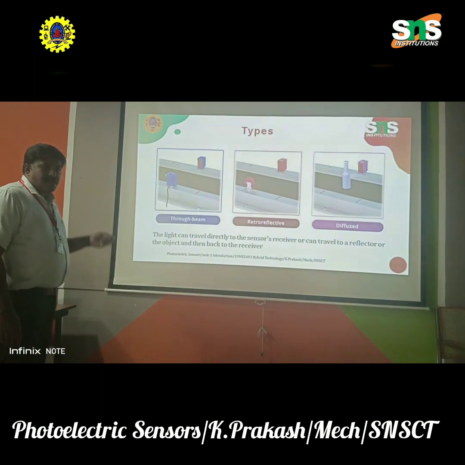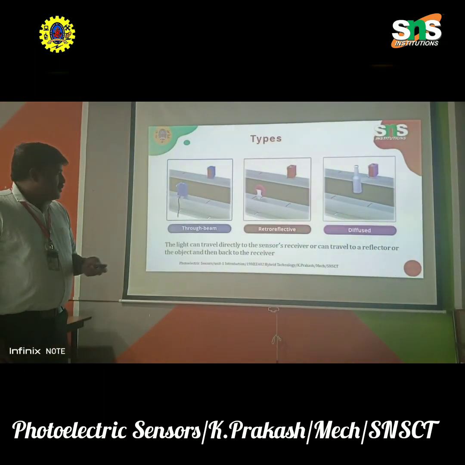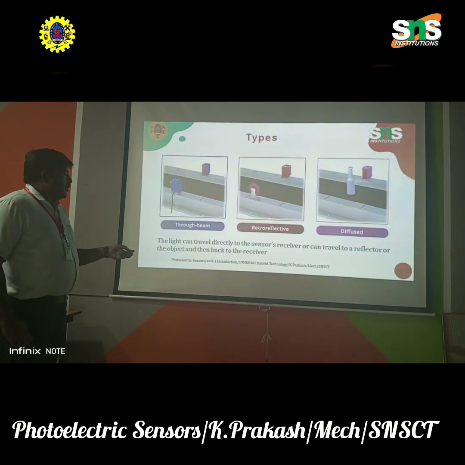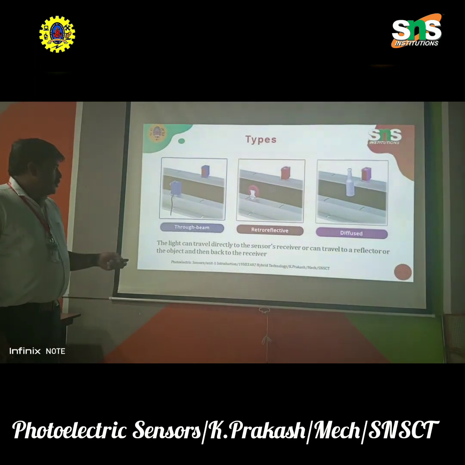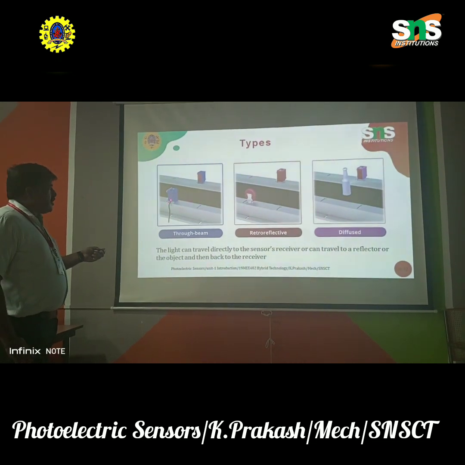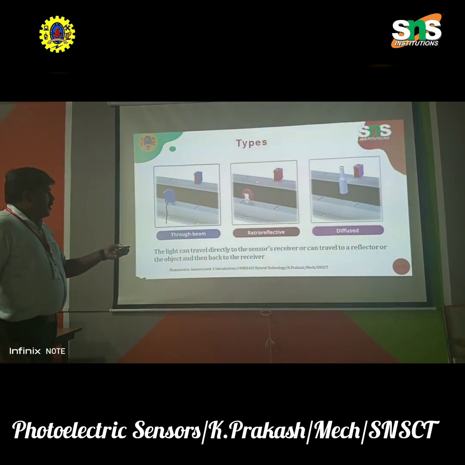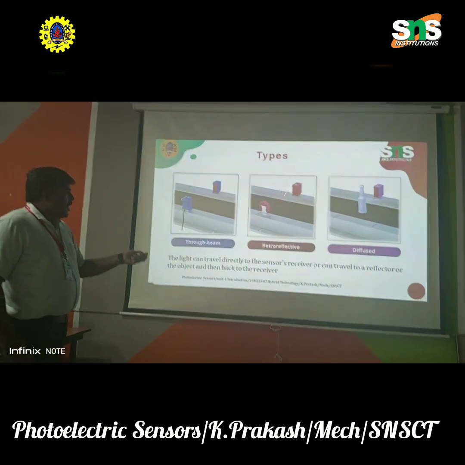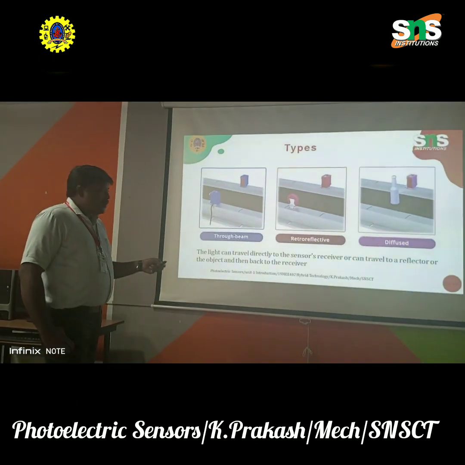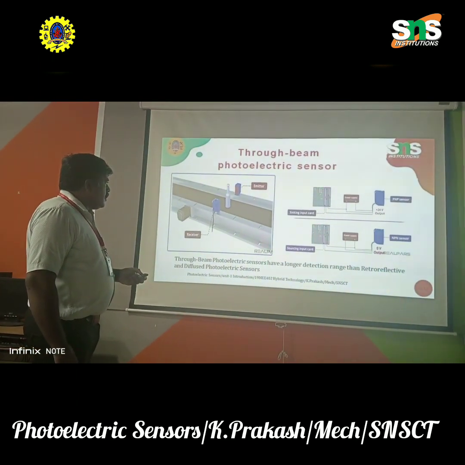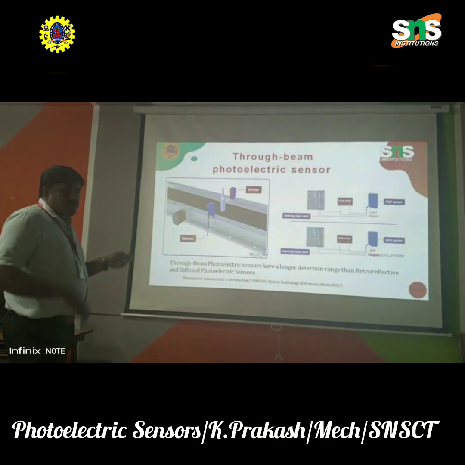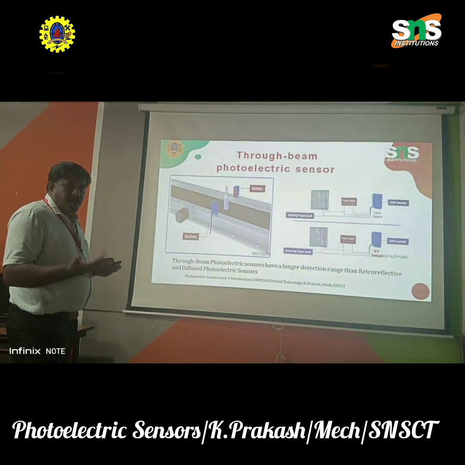Here there are 3 types of photoelectric sensors. What are the 3 types? We can go for through beam, reflective, and diffused. In the through beam sensor, the light comes directly to the receiver. In the reflective, it is reflected back. Here it is diffused. These are the 3 types of sensors available in real life. So this is the simple working principle. What is the difference between these 3 types, and where to use which?